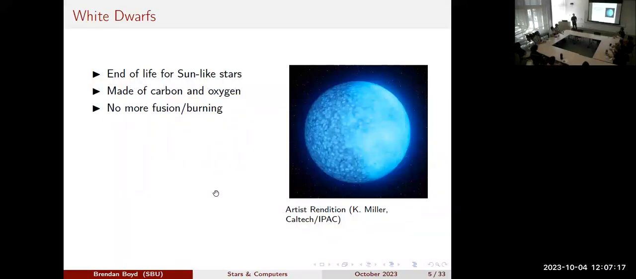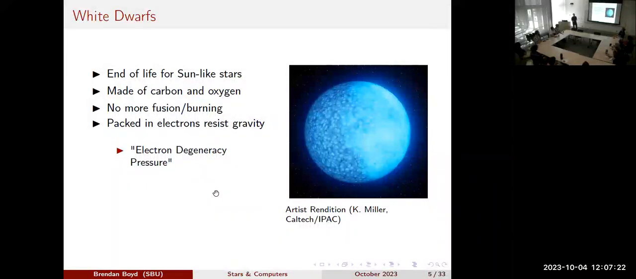And there's no more fusion or burning holding it up. Instead, it has to do with what we call electron degeneracy pressure. This material is packed in so tightly that the physics of electrons is playing a role. Electrons don't like being too close together. And so they exert this pressure outward that keeps this white dwarf up. And this all has to do with them being very, very dense. We have about the mass of the sun packed into about the size of the Earth.